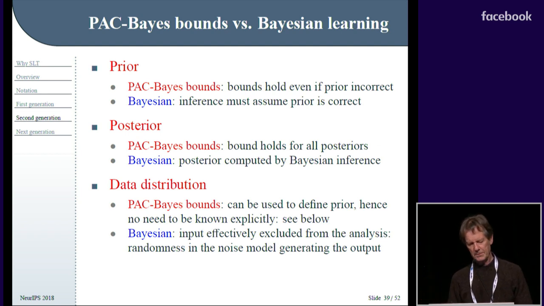In Bayesian inference, the data distribution actually only enters through the noise model generating the output. So effectively, the input part of the distribution does not arise, which can be seen as a strength in some sense. So I'm not implying any criticism there. It's just a difference in the way it applies.